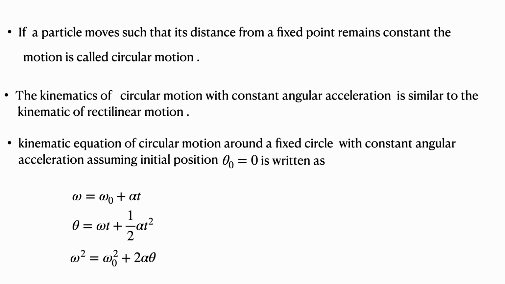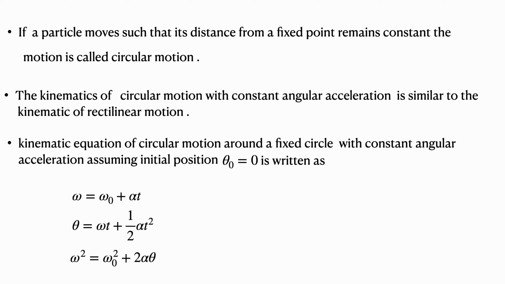Students, in this video I will discuss circular motion. If a particle moves such that its distance from a fixed point remains constant, the motion is called circular motion. The kinematics of circular motion with constant angular acceleration is similar to the kinematics of rectilinear motion.